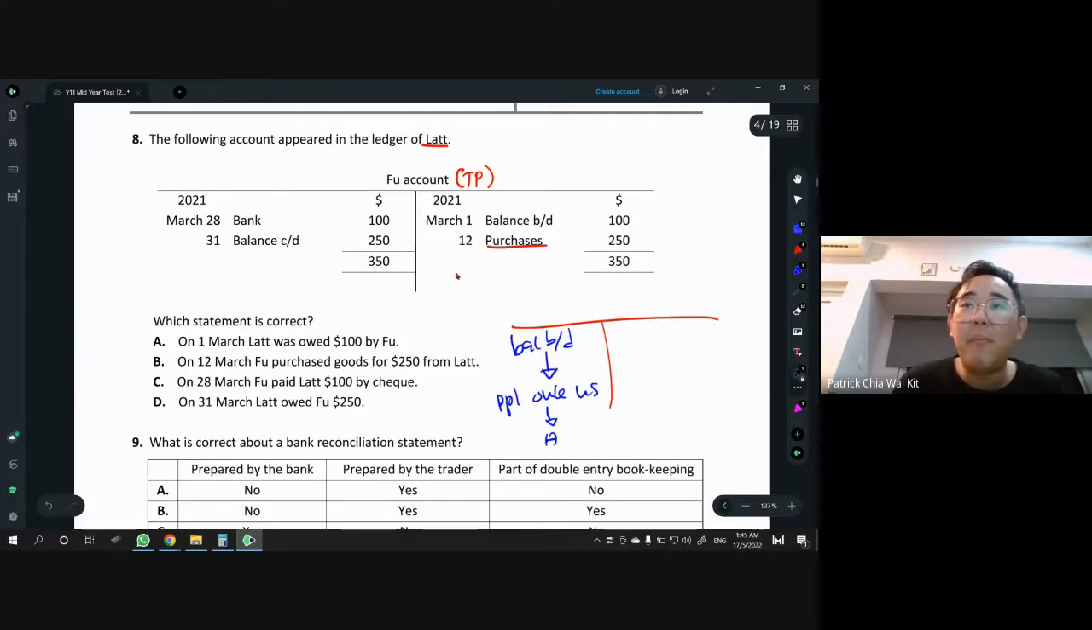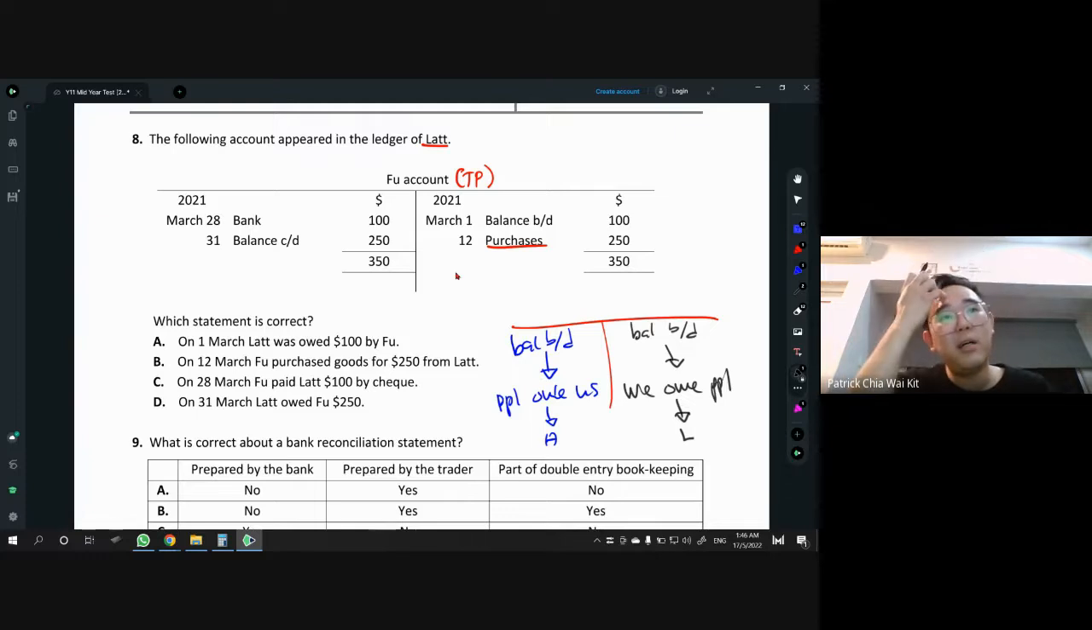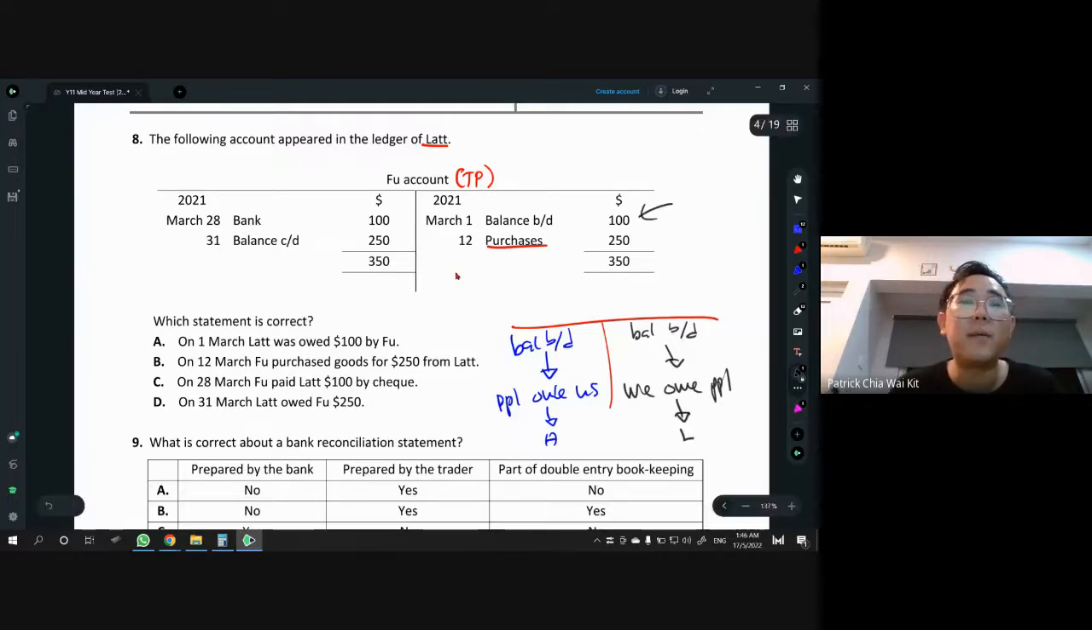And for balance BD on the right side, this indicates we owe people, we owe others, which means this is a liability. So, is it LUT was owed by Full? The answer is no, because we are owing Full, as you can see. Then on 12th March, what happened? Purchase goods for 250. Obviously no, because Full is a supplier, so LUT is the customer in this case. That's why B is also out. So in this case, A is out, B is out.